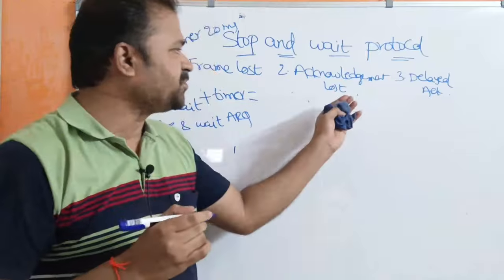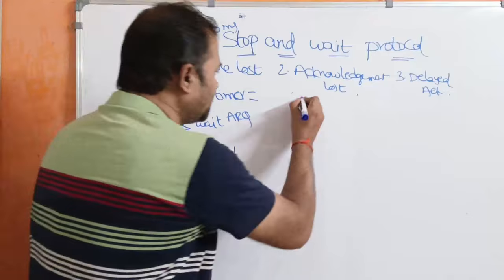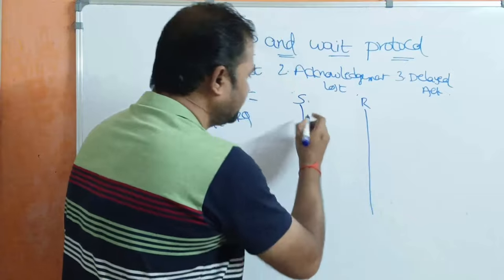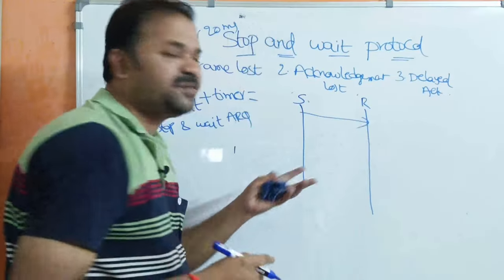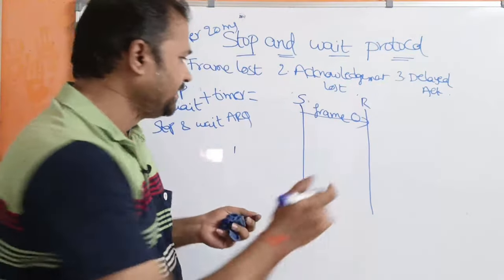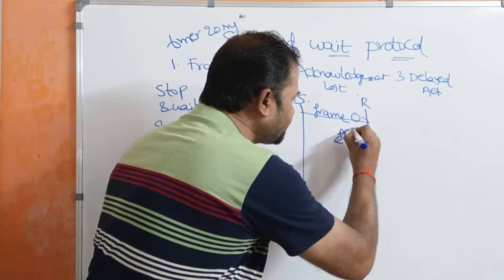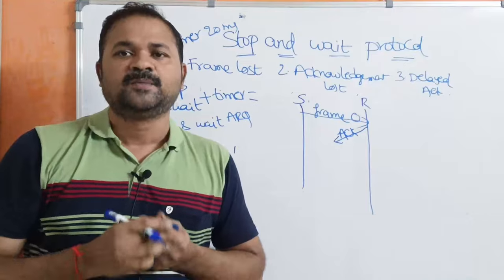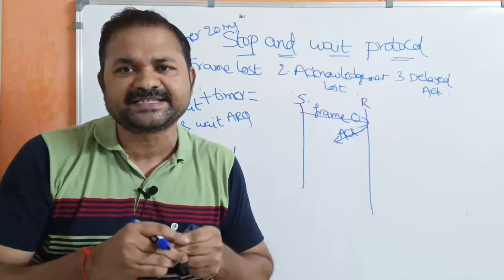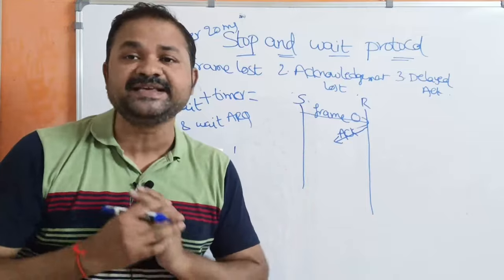Now let us see the last problem. The last problem is delayed acknowledgement. We have the sender as well as the receiver. Initially the sender sends a frame to the receiver. Let that frame be frame 0. Next, let the receiver also receive that frame successfully and provide acknowledgement for the corresponding frame. But let us assume that that acknowledgement is delayed. That acknowledgement is taking too much time to arrive at the sender.